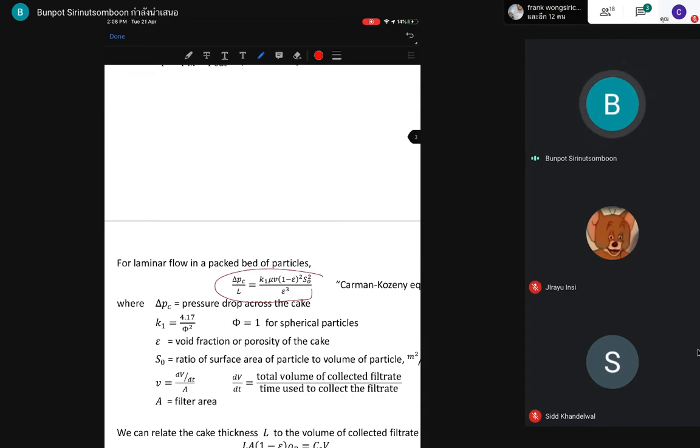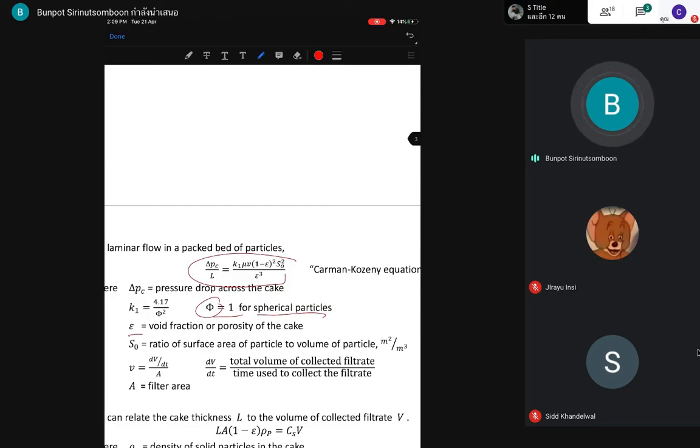Right here, for the simplest case, we can assume that our solid particles are in the shape of spheres, right? If our particles are spheres, then this big phi right here is equal to 1. But if your particles have different shapes, maybe oval shapes, ellipsoid shapes, cubic shapes, or some other kind of shapes, then the big phi value is not going to be 1. You can look up other literature for the values of phi for different shapes and types of particles.